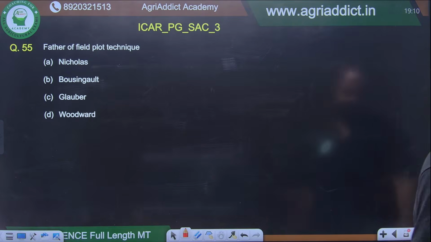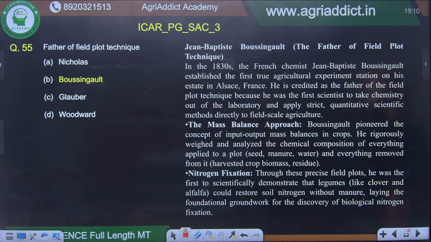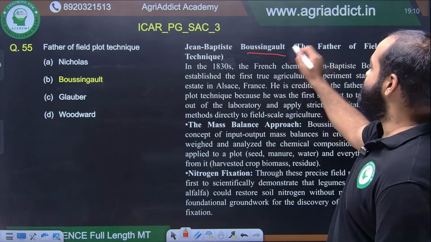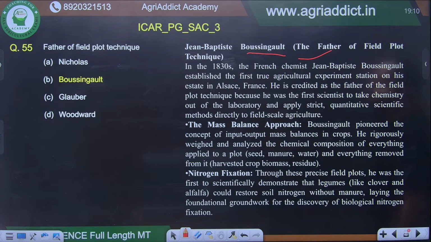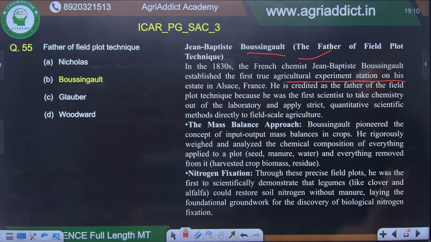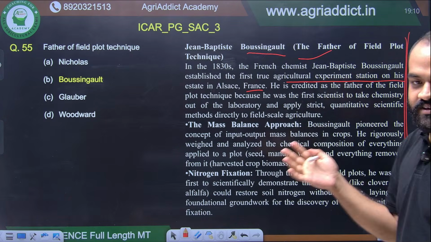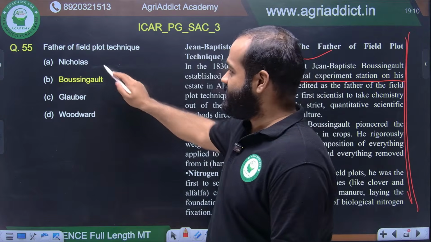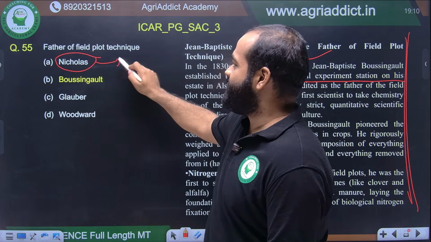Option B. Yes, इसमें तो कुछ नहीं है भाई. It is definitely option B. Jean-Baptiste Boussingault, a French guy. He was the father of field plot technique. In the 1830s, the French chemist Jean-Baptiste Boussingault established the first true agricultural experimentation station in France. So, इसको देख लेना. This is a very easy general agriculture question. Here, DJ Nicholas gave the term.